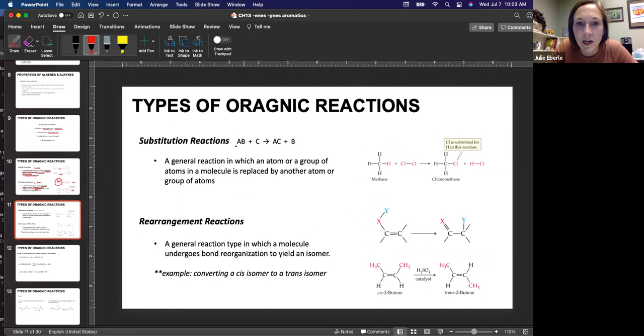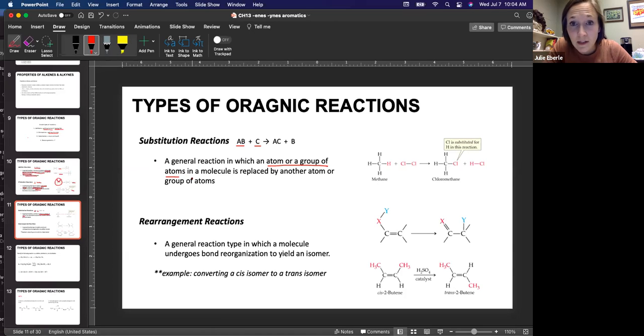In a substitution reaction, you've got something like A and B plus C, and we're just rearranging. We're swapping B and C. C is taking the place of B, okay? So it's a general reaction in which an atom or a group of atoms is replaced by another atom or group of atoms. Like a methyl group could get replaced.